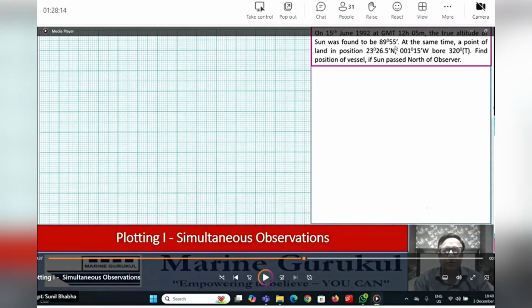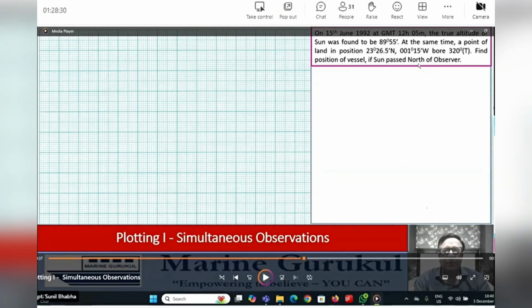No, sir. Not done? You must have done it in the position circle, beta. Center is the GP, radius is the TZD. Not done? Yeah, must have done, beta.